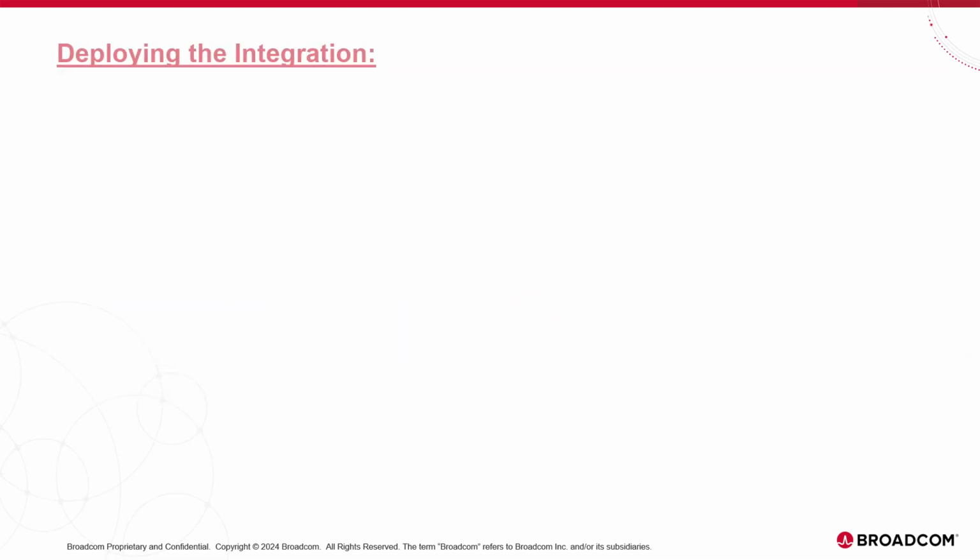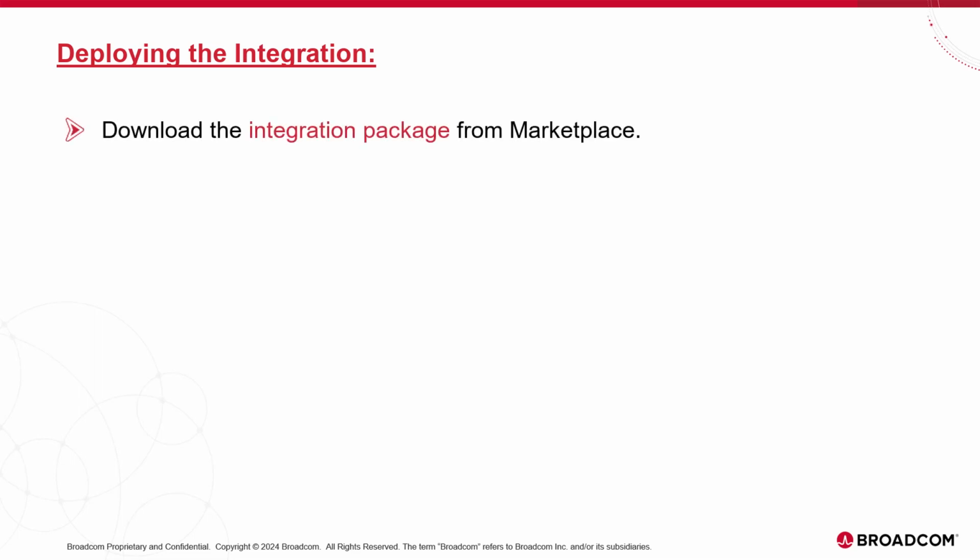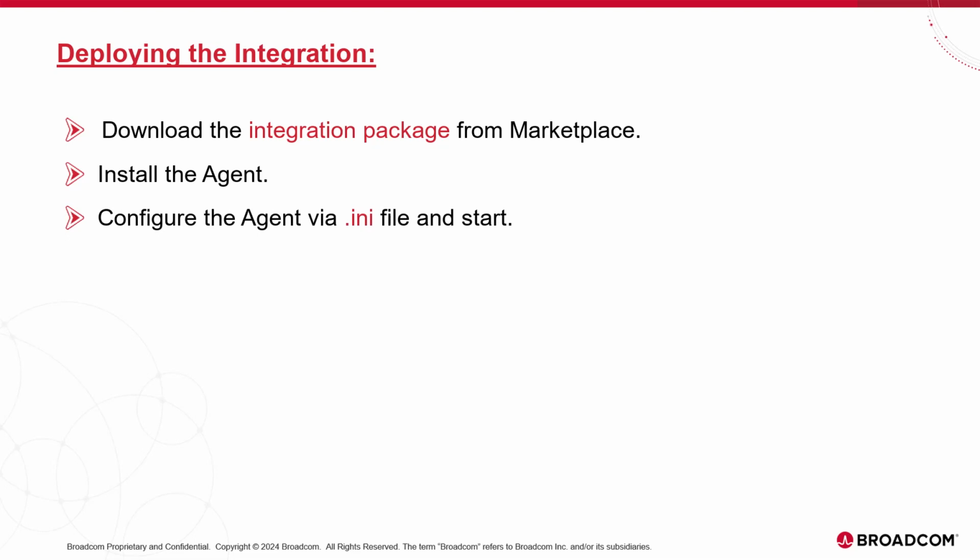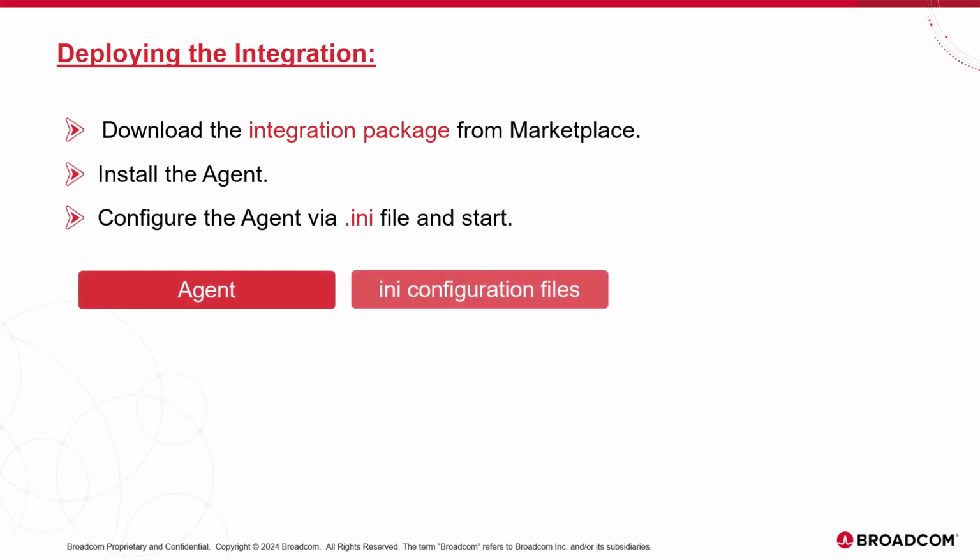The procedure to deploy the AWS Batch integration is as follows. First, we download the integration package from Marketplace. This package contains all the necessary elements. We unzip this package, which produces a directory containing the agent, the INI configuration files, and several other items, like the start command. We use the appropriate INI file for our specific platform.